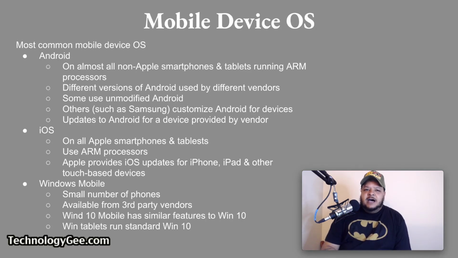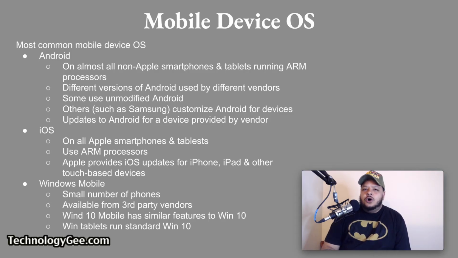Let's talk about types of operating systems. So there are a plethora of operating systems in the computer environment. Here's a list of some of the most popular. You have mobile device operating systems. So here are the most common mobile device operating systems. You have Android, that is used on almost all non-Apple smartphones and tablets running ARM processors. Many different versions of Android are used by different vendors. Some vendors use unmodified Android, whereas others, such as Samsung, customize Android for their devices. Updates to Android for a particular device are provided by the device vendor.